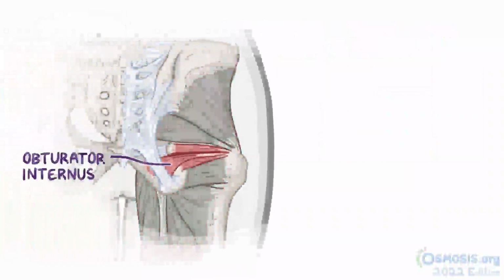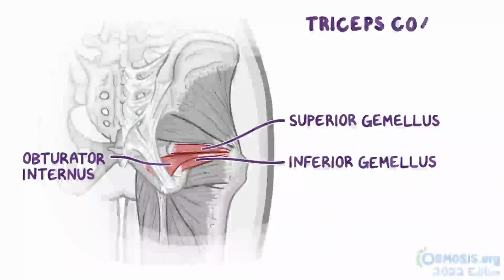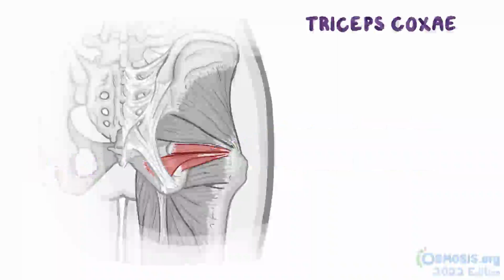The next 3 muscles, the obturator internus and the superior and inferior gemelli, also known as the twins, form a 3-headed muscle called the triceps coxae, or triceps of the hip. The triceps coxae occupies the gap between the piriformis and the quadratus femoris.